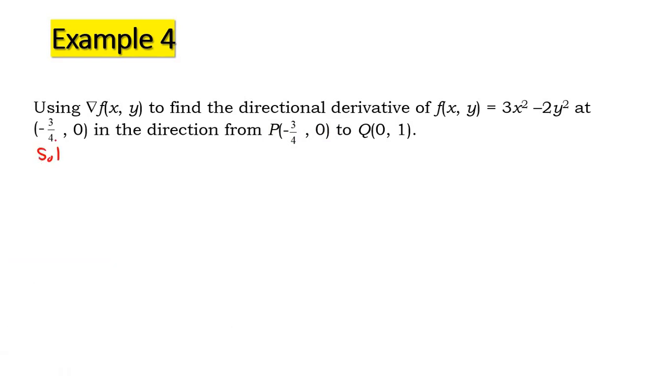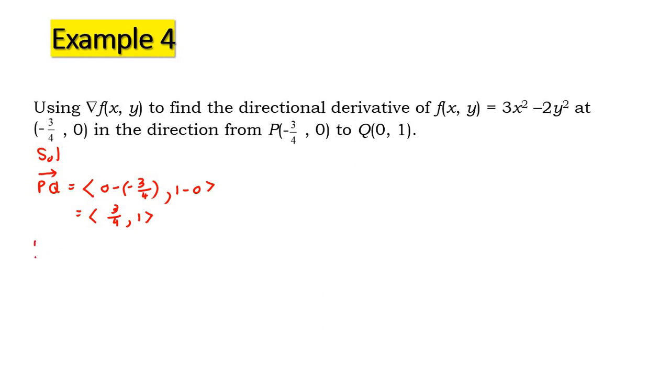So we have vector PQ, taking the ending point and deducting the initial, starting point. So 0 minus negative 3 over 4, this is the component i, and then 1 minus 0, this is the component j. That's why we have 3 over 4 i plus 1 j.